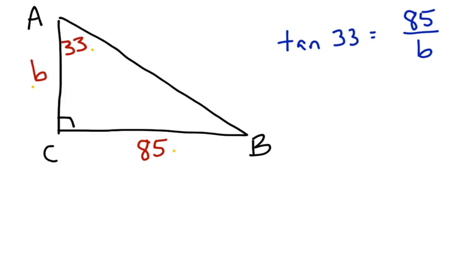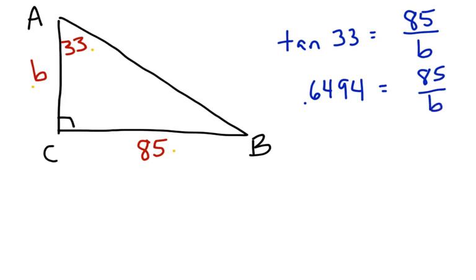And now I need to find out what B is. Again, in my calculator, I'll go ahead and find the tangent of 33. Probably going to do that by pushing 33 and the tangent button. And when I do that, I get 0.6494. Remember, in our homework, we're rounding off to 4 places. On the quizzes and exams, don't do that. Keep all the decimals. So 0.6494 equals 85 over B.